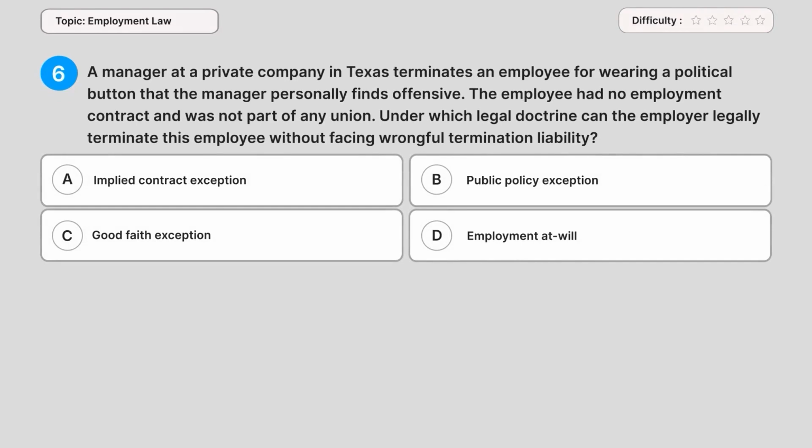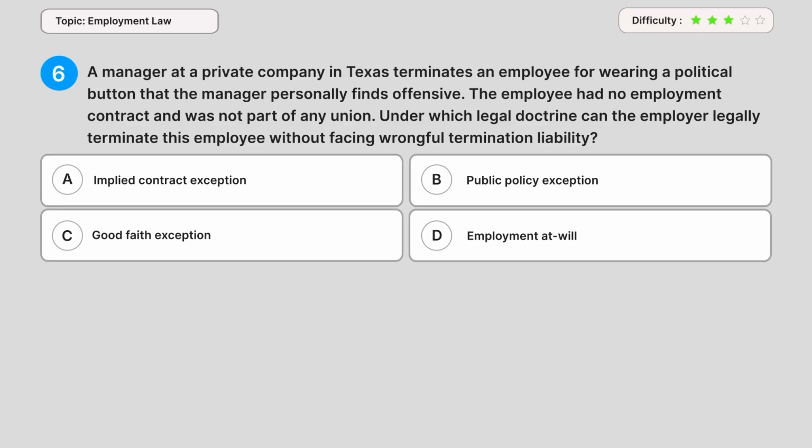6. A manager at a private company in Texas terminates an employee for wearing a political button that the manager personally finds offensive. The employee had no employment contract and was not part of any union. Under which legal doctrine can the employer legally terminate this employee without facing wrongful termination liability?